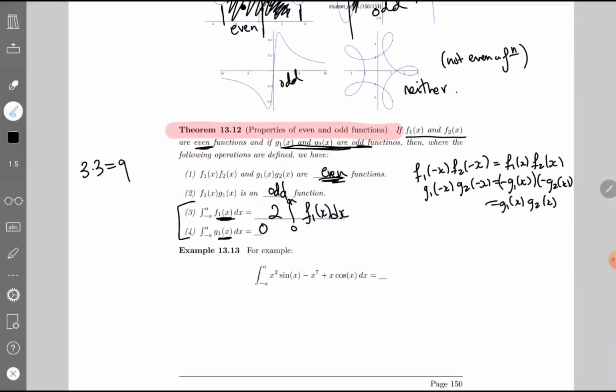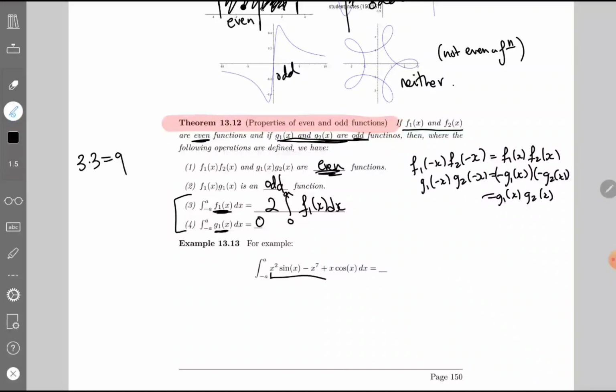So sometimes if you see some big, long, complicated formula, and then you notice that it's from a to minus a, then the best thing to do is quickly see, well, what is this, even or odd? So let's plug it in. Let's see if it's even or odd. Minus x squared sine of minus x, minus x to the 7, plus minus x cosine of minus x. This is an even function. This is an odd function. This is odd.